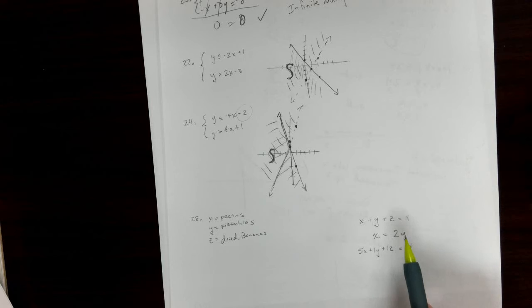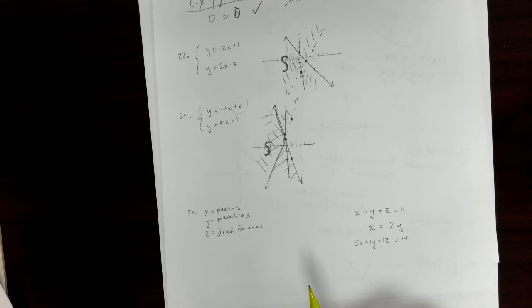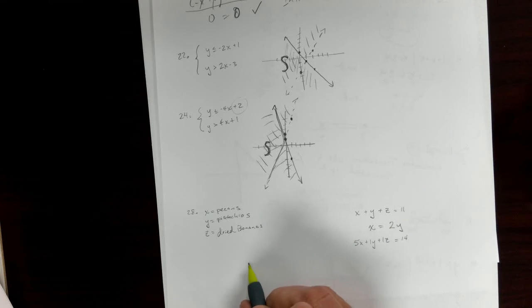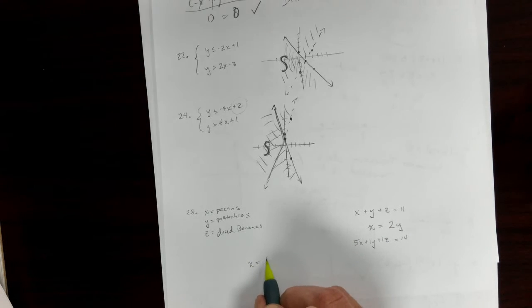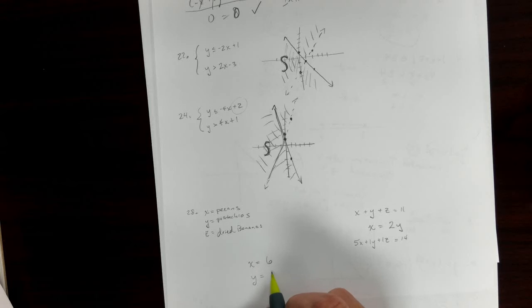Alright, you can solve this however you want to. You can solve by graphing, you can solve by substitution, you can solve by elimination. I don't care, you do you, boo-boo. Alright, so now we get x is the number of pecans, which we get 6 pounds of pecans. y, which is the number of pistachios, we get 3. And then z, we get 2.